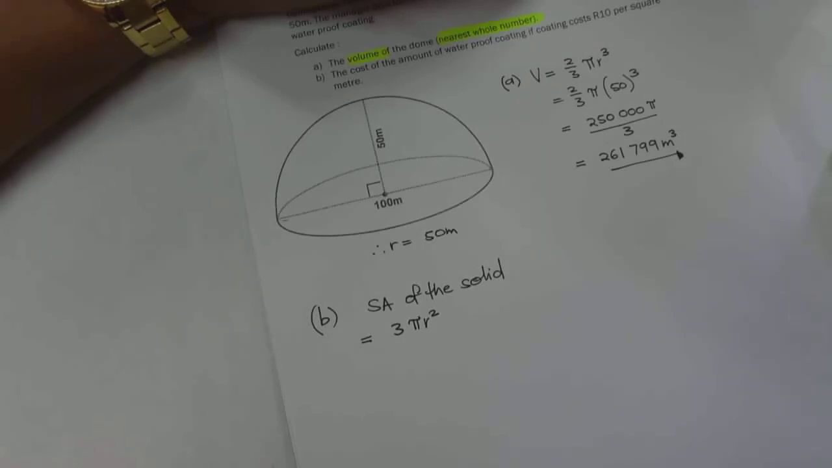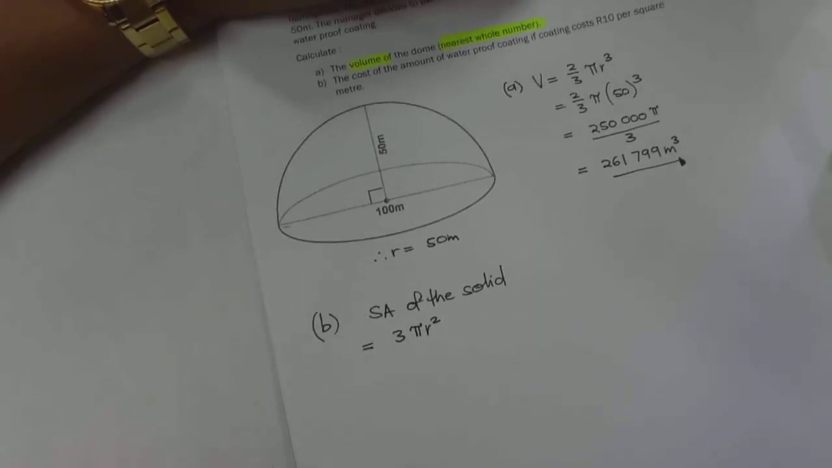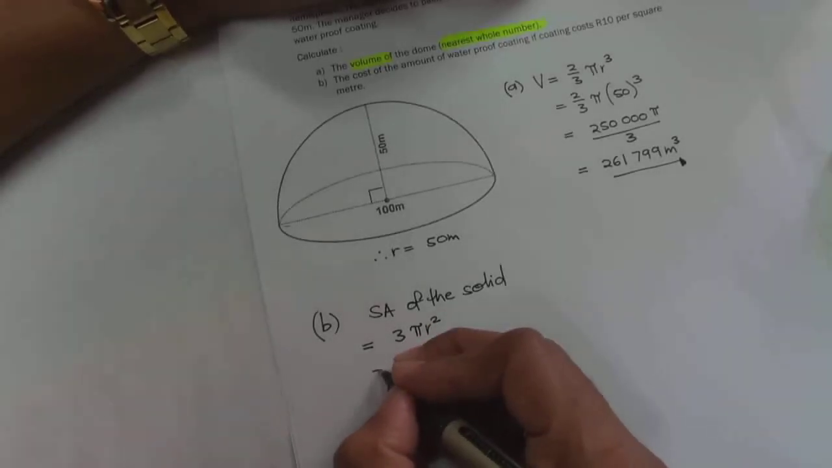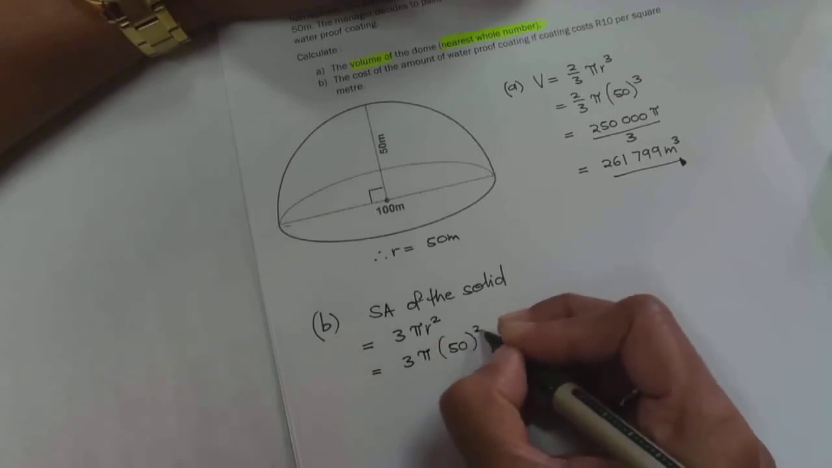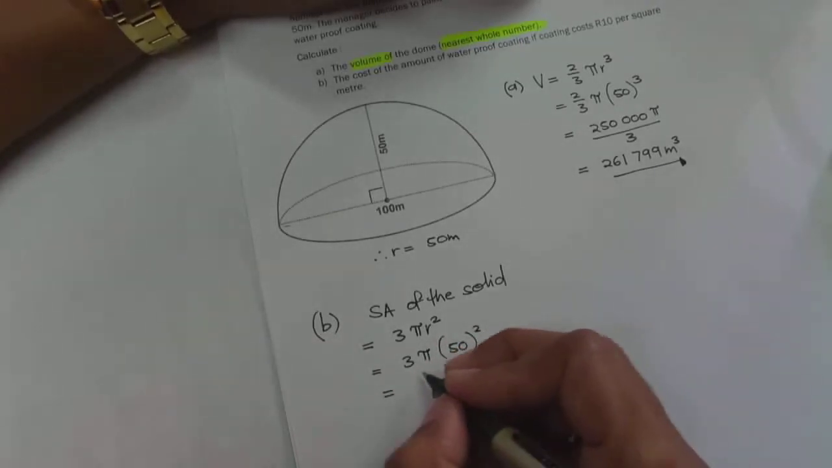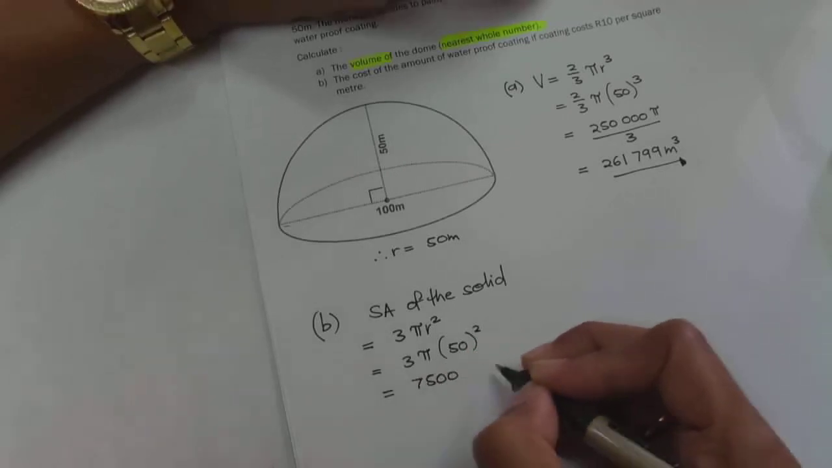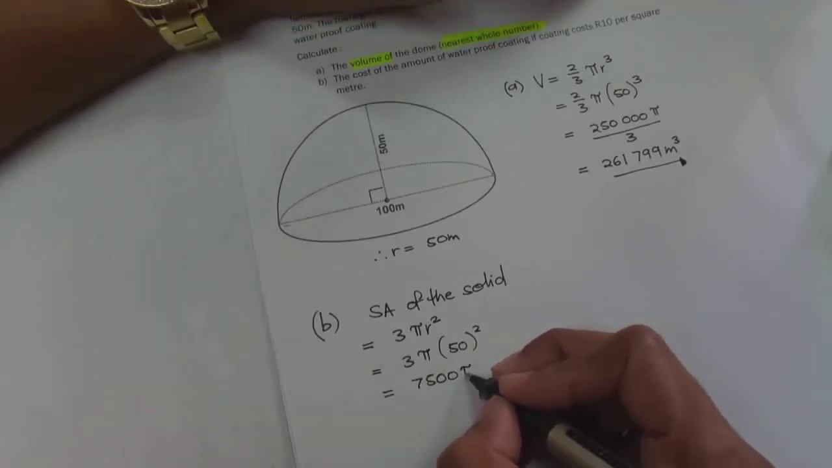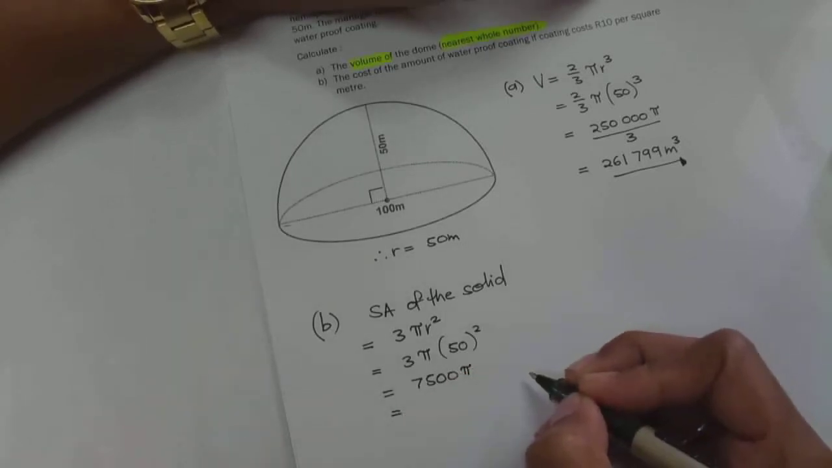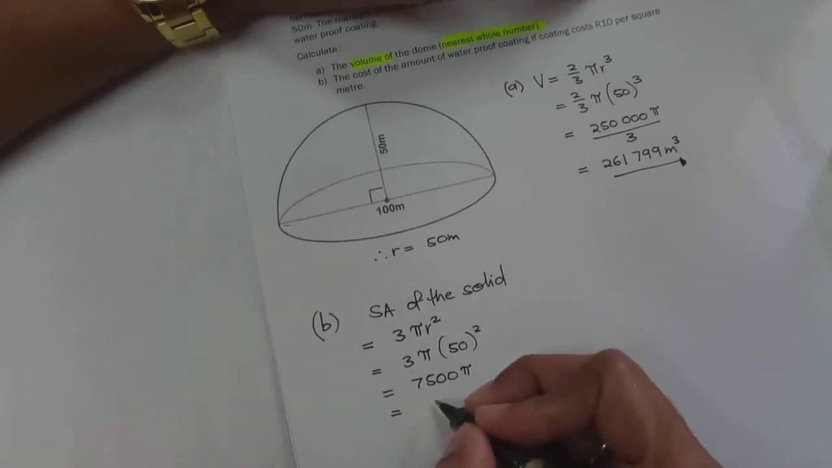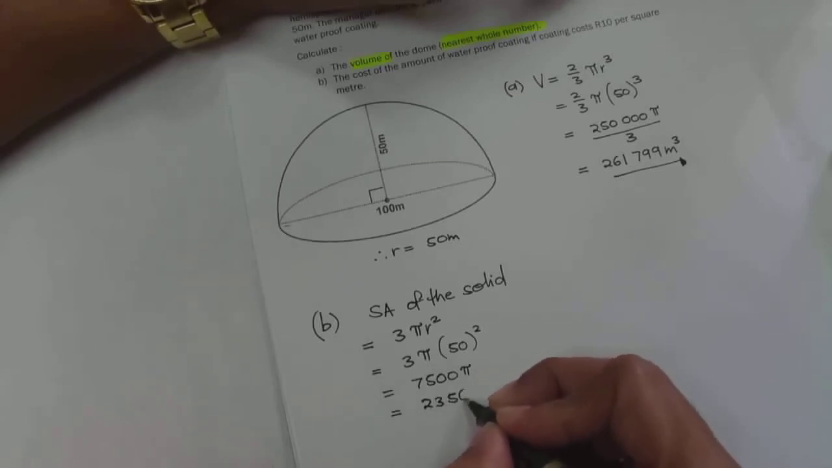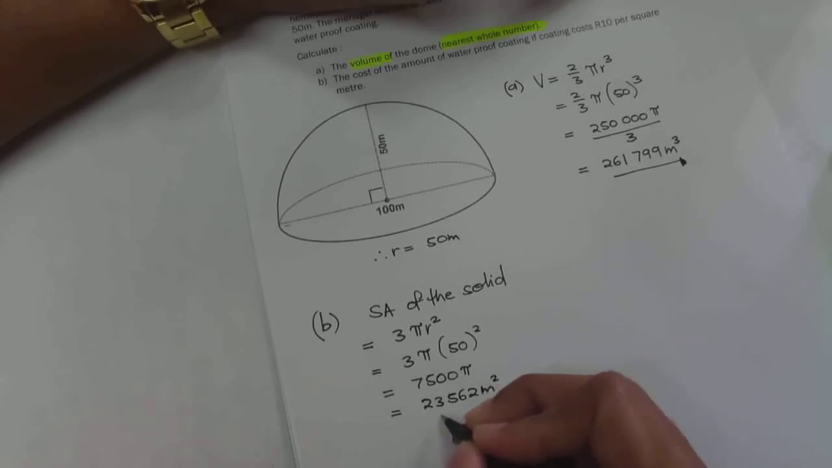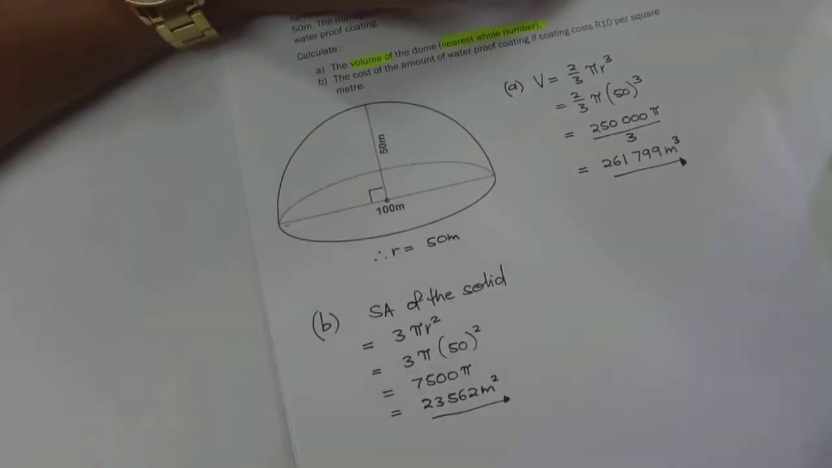Again, refer to the sheet that I've uploaded on Google Classroom for you, and you will see the difference in all the formulae. Now you simply plonk in the radius, which is 50 squared, and that is equal to 7,500 pi. In the next step you include pi and round it off to 23562, and remember it's surface area, so you're dealing with meter squared.